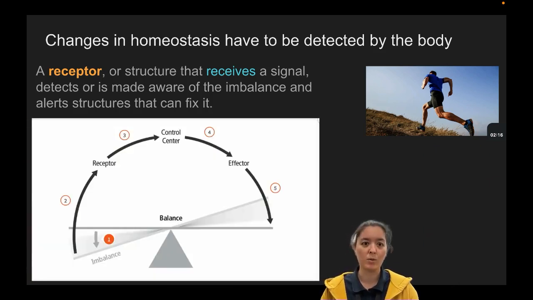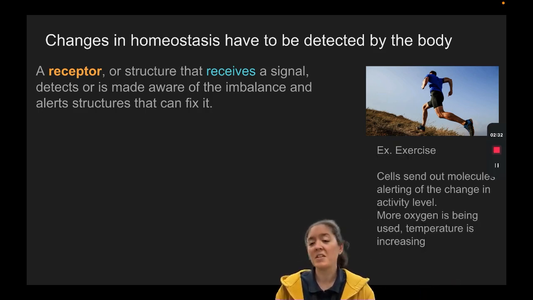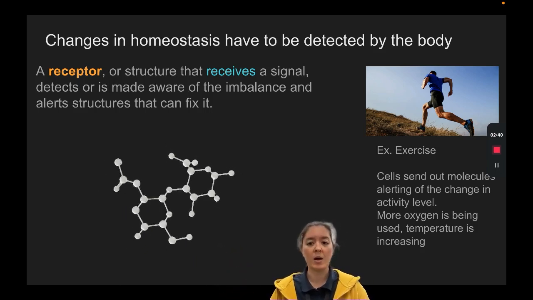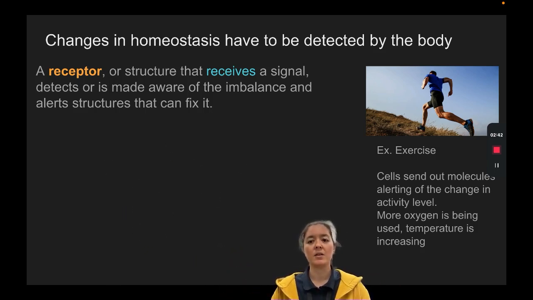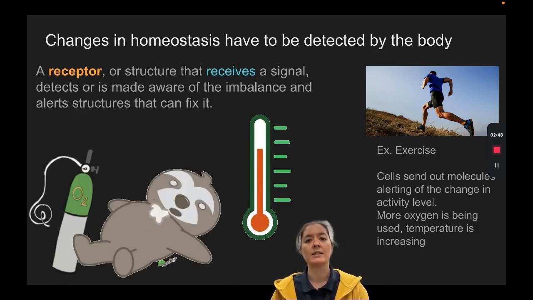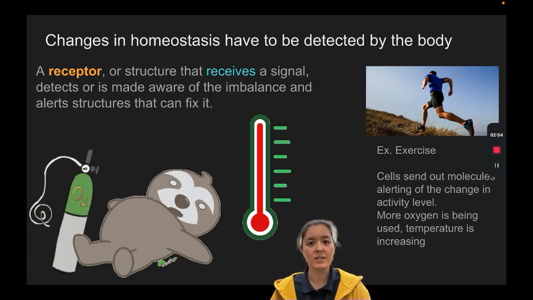So as you can see here in our little diagram with our balance, number one, if our homeostasis is not balanced, it goes out of whack, and we need to go through a series of steps to bring it back to balance. So for example, something that we do every day, moving our bodies, if we exercise, our cells send out molecules to alert our body that there's a change in activity level. We're noticing that more oxygen is being used, maybe even our temperature is increasing. So when you exercise in PE or a sport, you experience these symptoms.